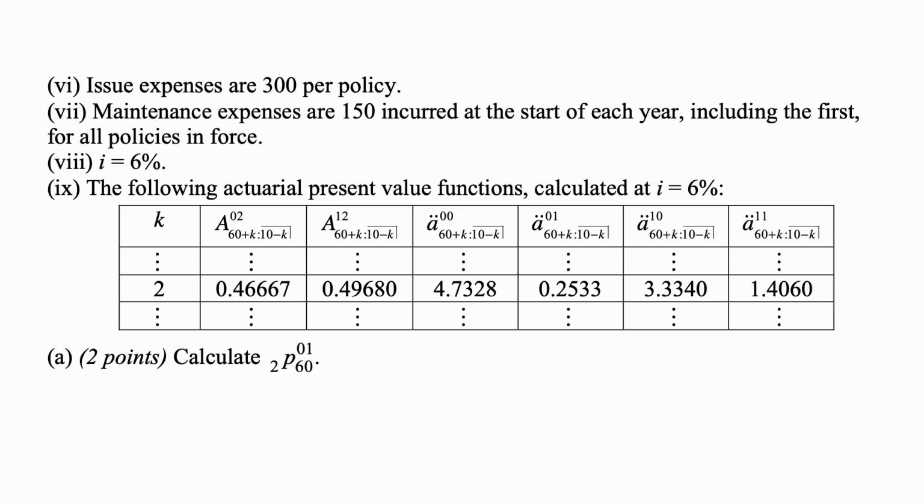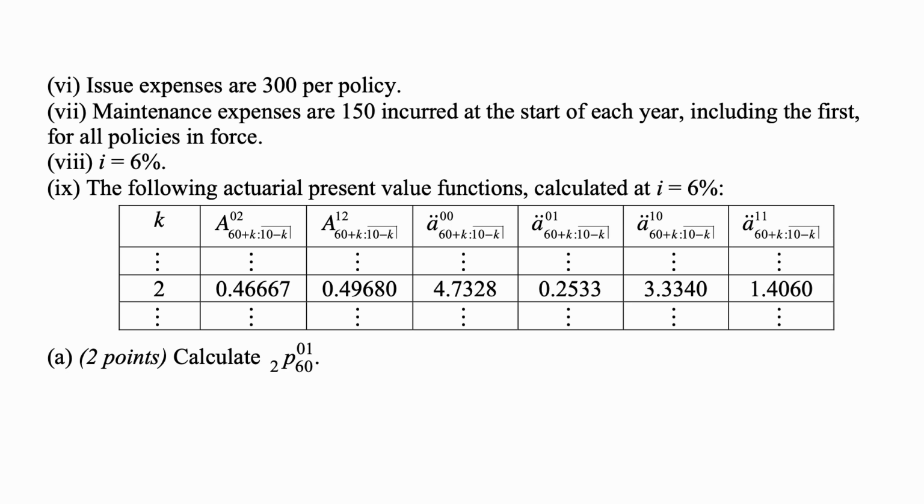The interest rate is 6%, and we have actuarial present value functions calculated at i equal to 6%. A02 is the actuarial present value of a one-time payment for an insured who is in state 0 right now, upon entering state 2, which is death. So this is life insurance, at various ages, for the 10 years when the policy is valid. And then A12 is for an insured starting out in state 1, upon transition into state 2, a one-time payment. So life insurance, but for a sick person.